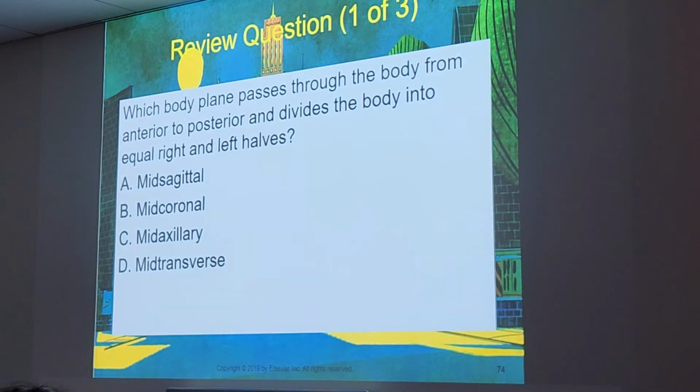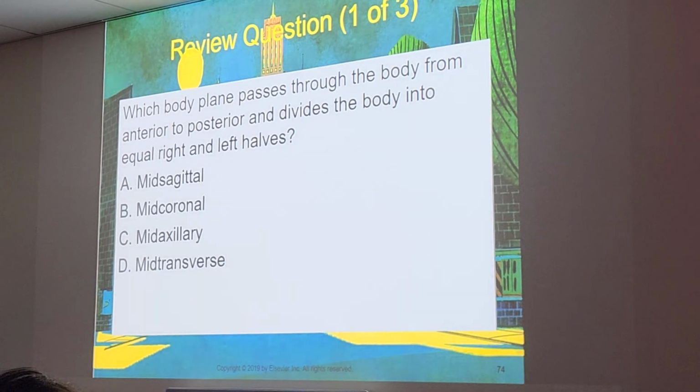All right, so review question here. Some good sample questions for you. Which body plane passes through the body from anterior to posterior and divides the body into equal right and left halves? Equal right and left halves. Mid-sagittal. Mid-sagittal. So be careful, guys.